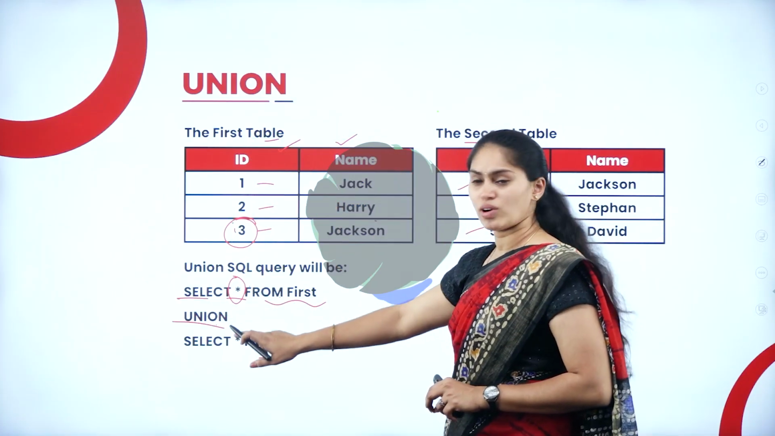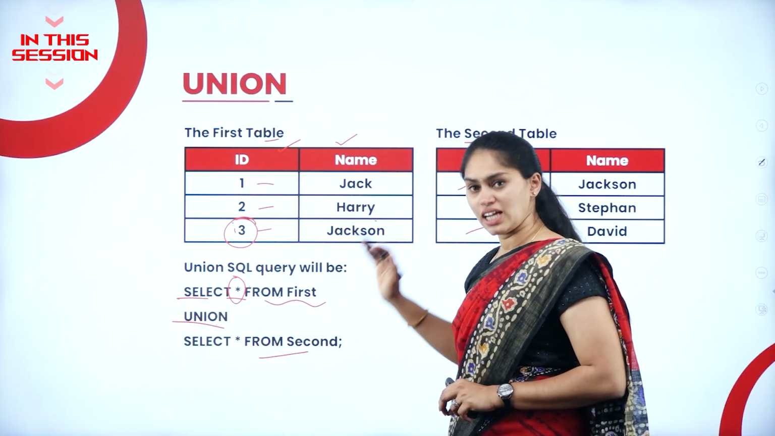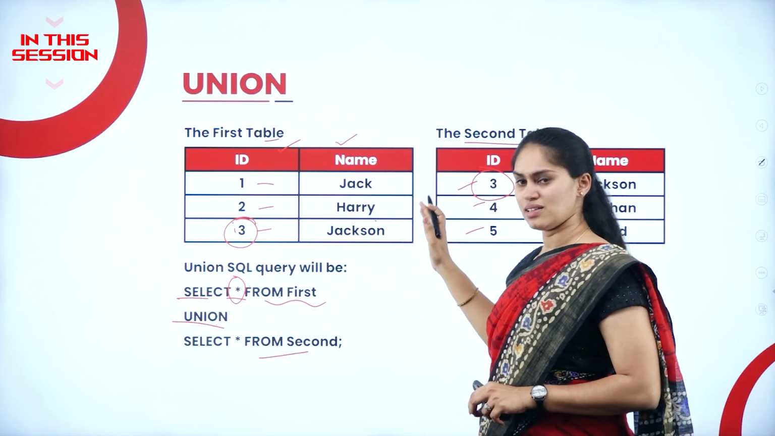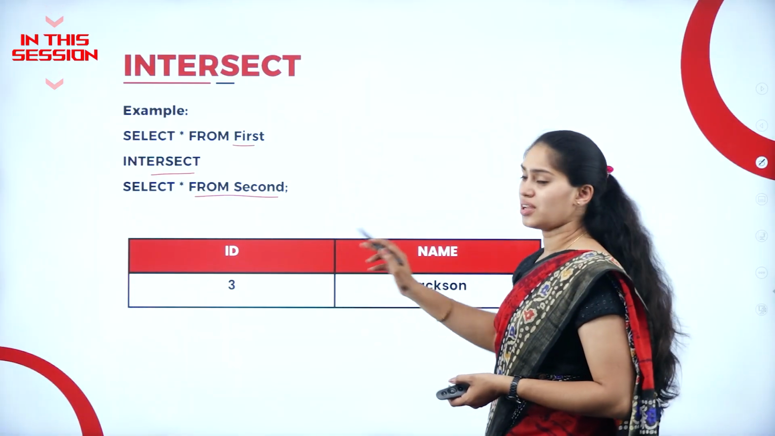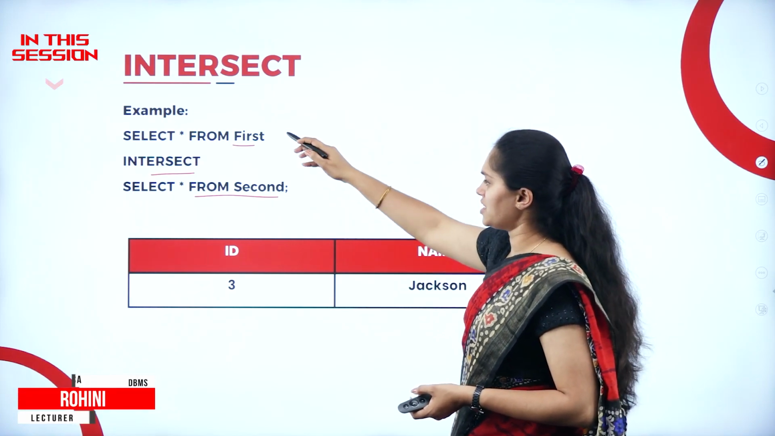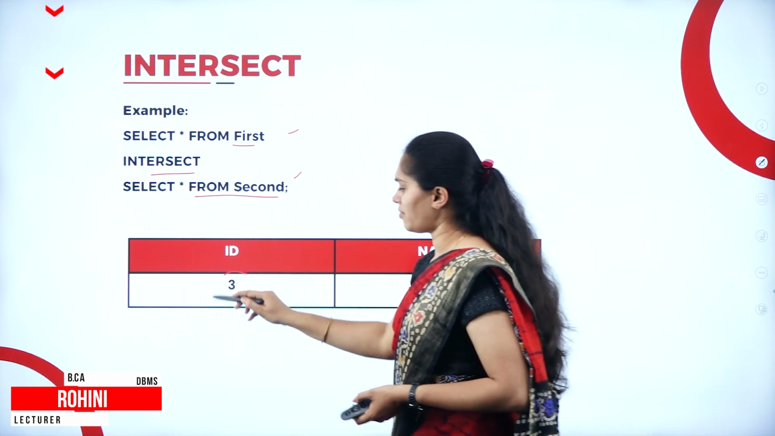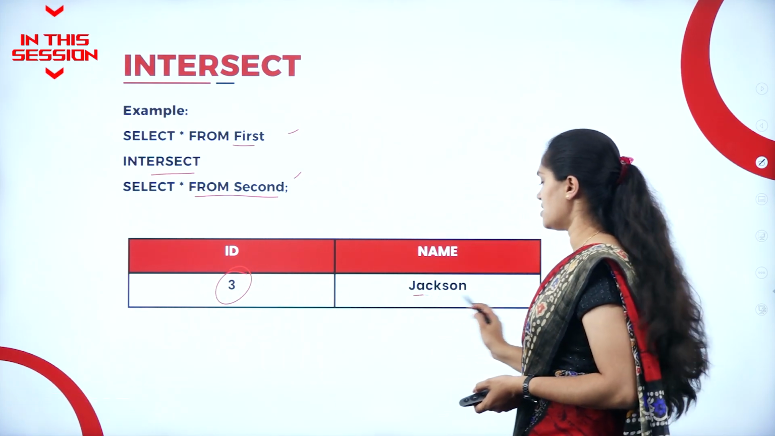The number of columns we are taking from both tables needs to be the same, along with the same data type in both tables. So both columns will be displayed from the first table as well as the second table. If you look at the master table, the common value is 3 and the name is Jackson.